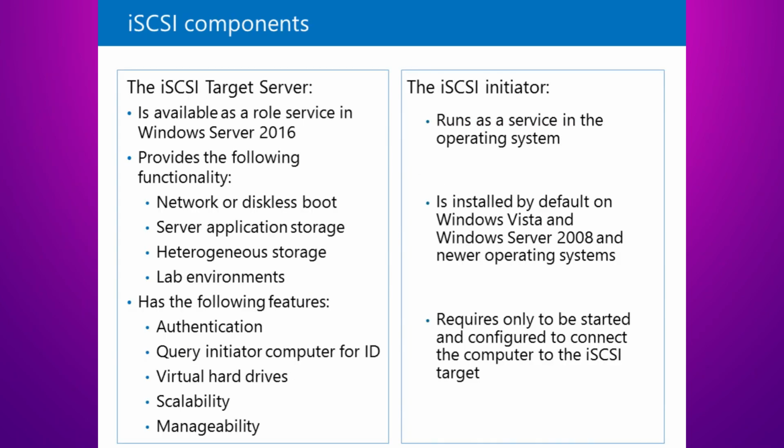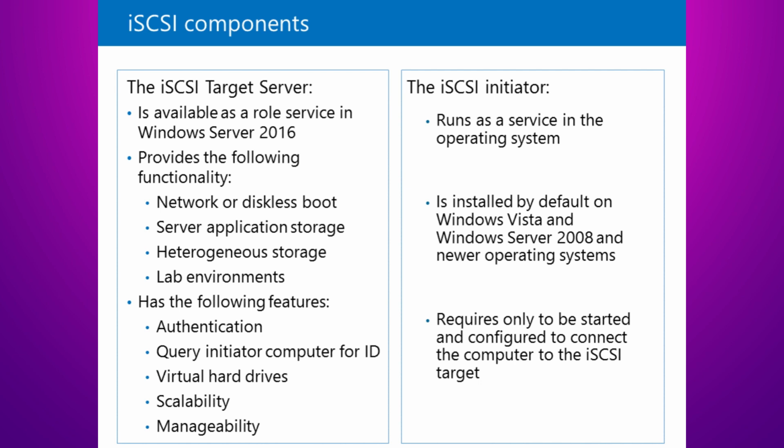This topic discusses the two main components of iSCSI: an iSCSI target server and an iSCSI initiator. iSCSI Target Server. The iSCSI Target Server role service provides for a software-based and hardware-independent iSCSI disk subsystem. You can use the iSCSI Target Server to create iSCSI targets and iSCSI virtual disks, and then use Server Manager to manage these iSCSI targets and virtual disks.